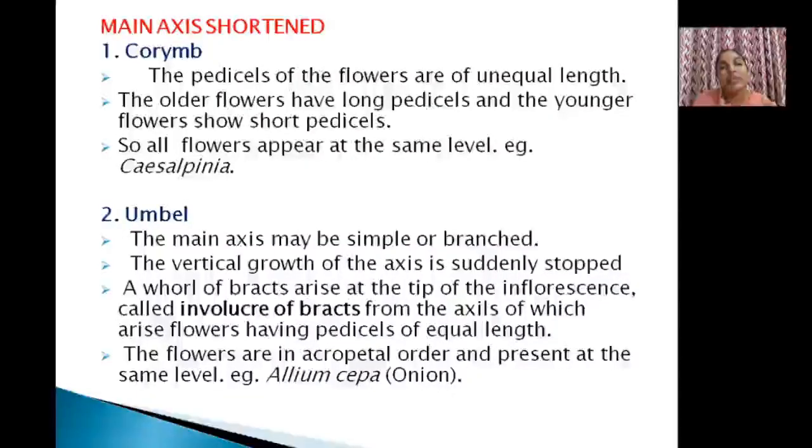Then the second one is umbel. Umbel means the main axis is simple or branched; both types are there. The axis growth suddenly stops. What happens? A whorl of bracts arises at the tip of the inflorescence. The bract group is known as the involucre of bracts. The flower pedicels are very short and the axis growth is also suppressed. Flowers are at the same level. You know the flowers of onion. When you buy onion stem from the market for curry, you can see the flowers at its tip, appearing like a sun. That is known as umbel inflorescence, where the main axis is shortened.